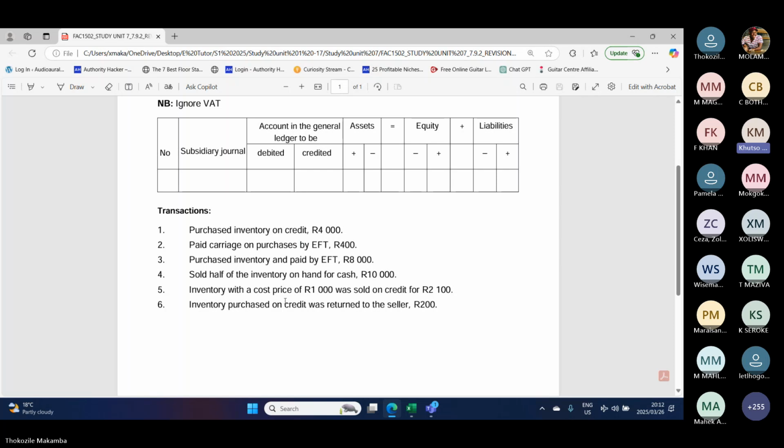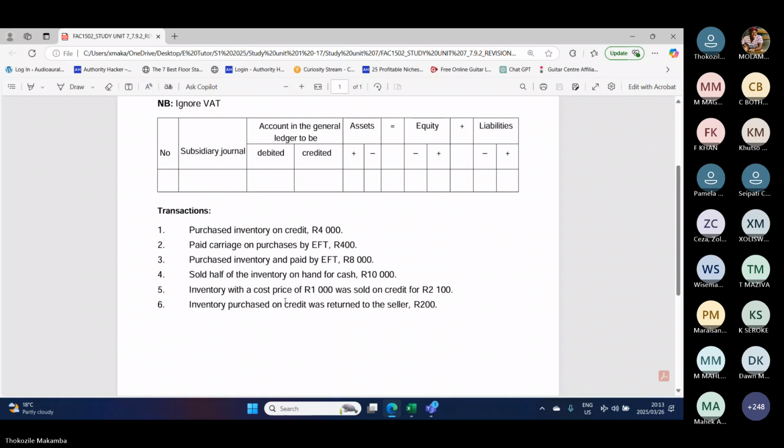Okay, we have Constance and then Penny. Good morning, lecturers. I just want to find out with regards to the paid carriage on purchases by EFT, because on the slide we shared that we assumed that the EFT is cash, whereas I'm thinking, what if this EFT could just be a method of payment? Why do we have to assume that because it was EFT, then we record it as cash, instead of saying it was paid by cash?